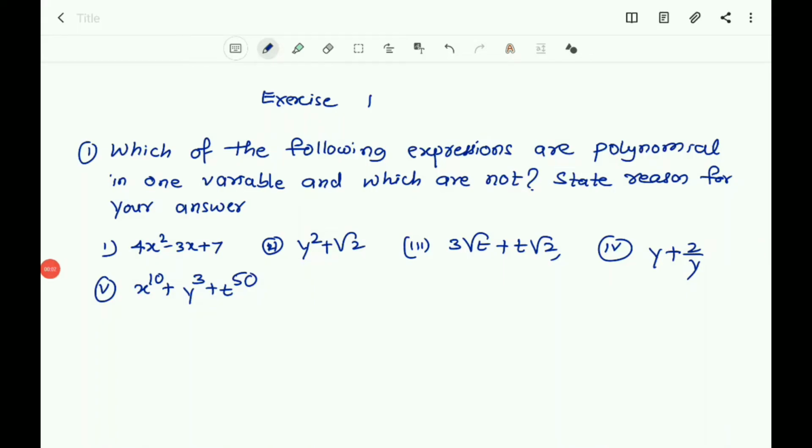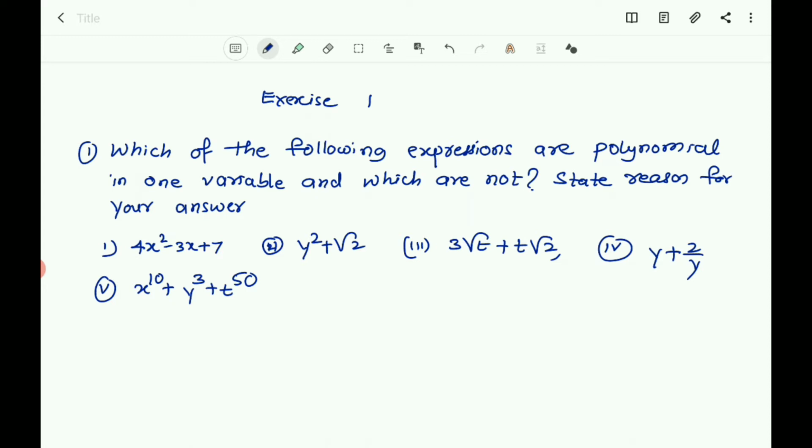Children, let us continue the chapter Polynomial. Now let us solve the first exercise of the Polynomial chapter. The question is, which of the following expressions are polynomials in one variable and which are not? State reason for your answer.